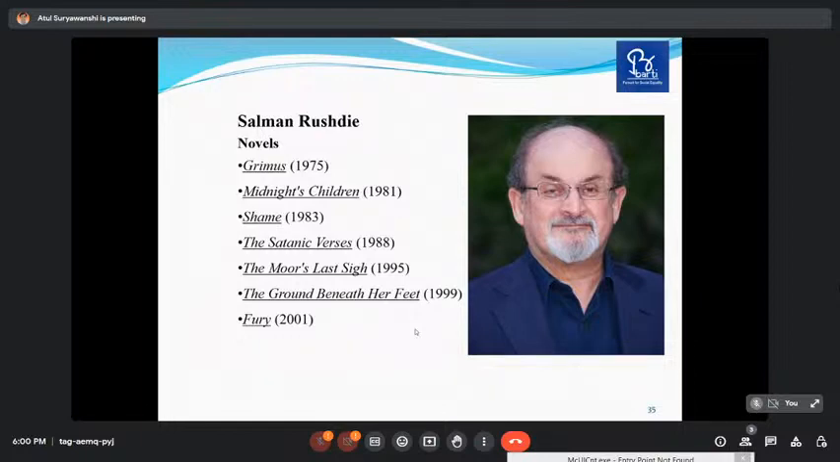The next novel in the series is Shame, which was published in 1983. The controversial work, published in 1988, is entitled The Satanic Verses. And in 1995, The Moor's Last Sigh. The Ground Beneath Her Feet was 1999. And Fury in 2000 are the selected prominent works written by Salman Rushdie in English literature.